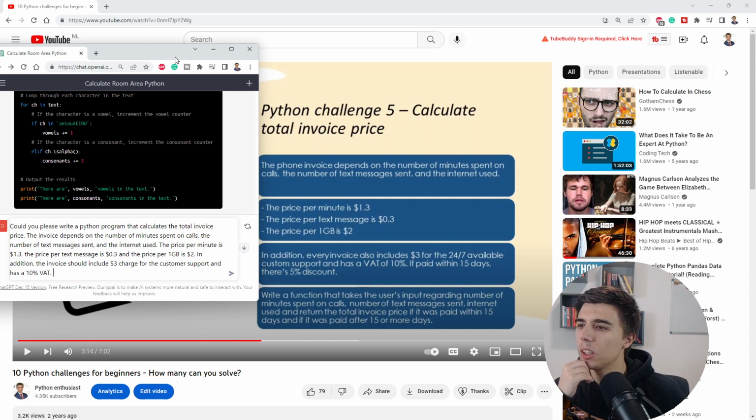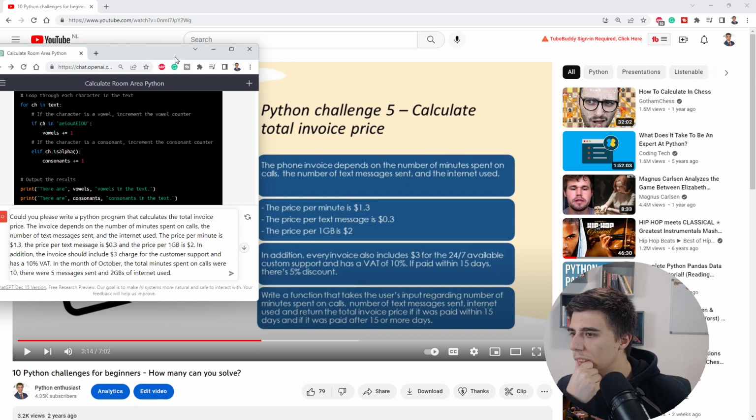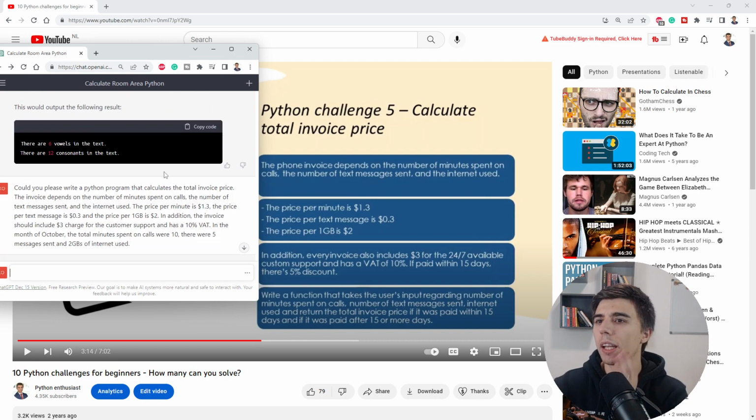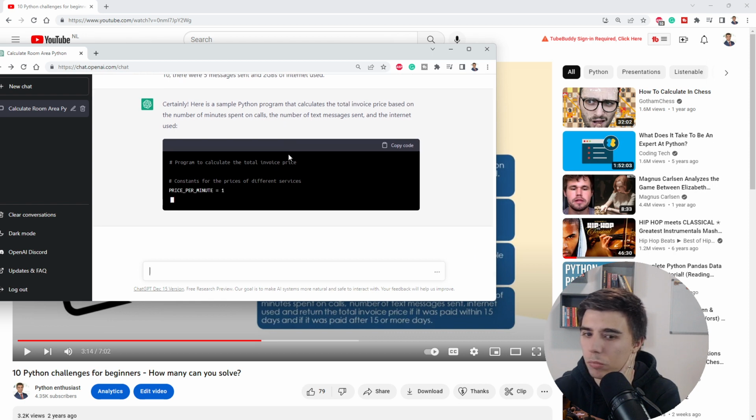Because it might do a good job in generating, but I like to also test it. So let's assume that in the month of October, minutes spent on calls were 10. There were 5 messages sent and 2 gigabytes of internet used. I'll leave the last segment, a discount if it's paid within 15 days, to add a little bit later, just to see how well it does in terms of the logic or the building.